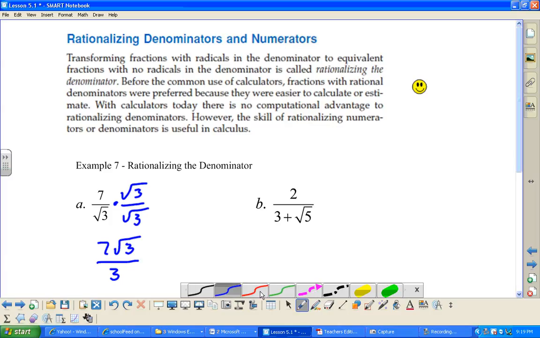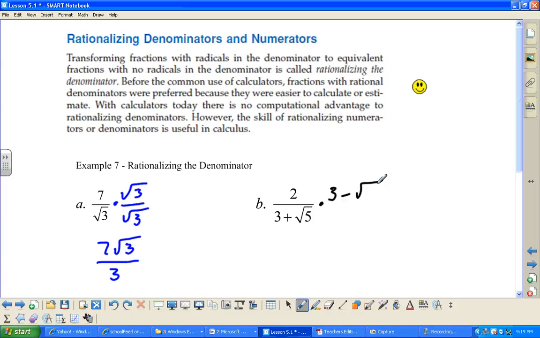Alright, so then over here for letter B, we're going to rationalize this one, 2 over 3 plus the square root of 5. Now if we have a sum or difference with a radical in the denominator, then you need to multiply the numerator and the denominator by the conjugate of the denominator. So that would be 3 minus the square root of 5 instead of 3 plus the square root of 5, because we want to get the radical out of the denominator.